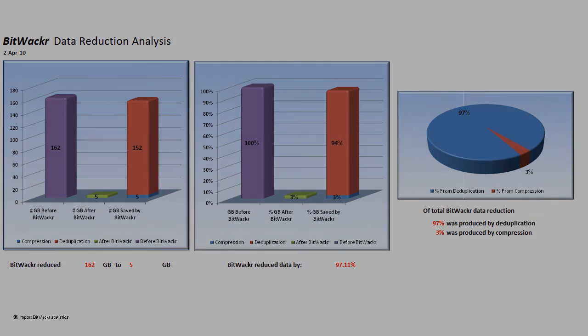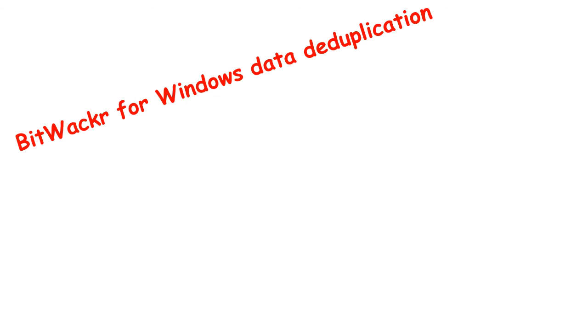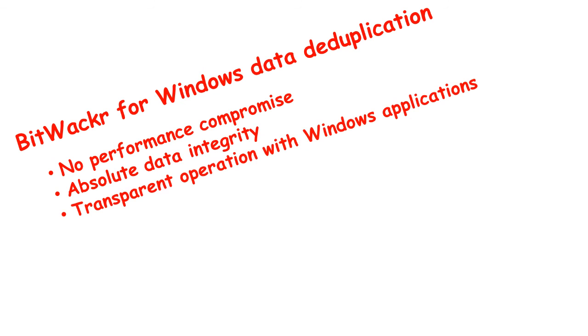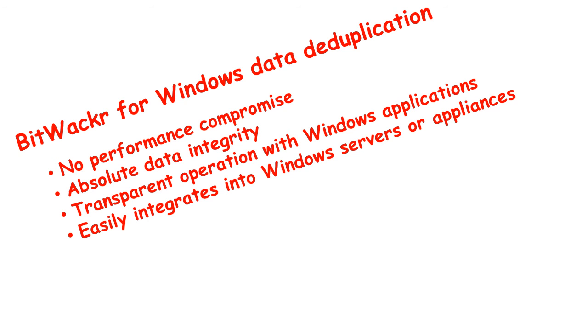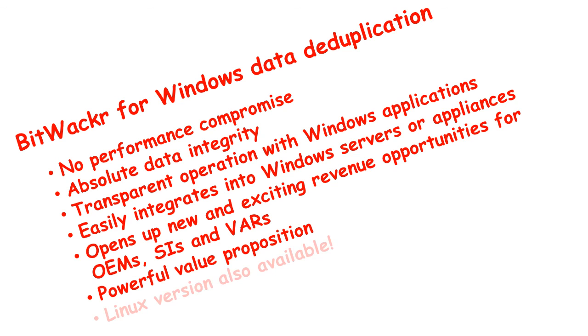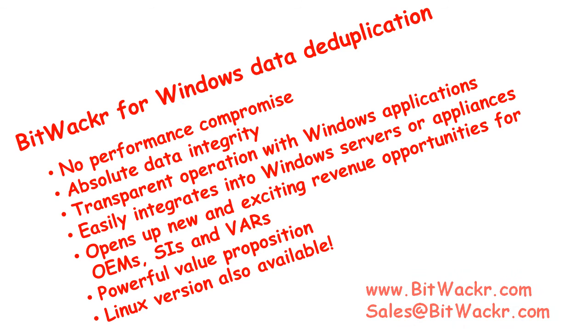In summary, BitWackr for Windows data deduplication reduces the amount of data that needs to be stored by performing inline data deduplication and compression. Data reduction is performed without compromising application performance or data integrity. It does this while interoperating transparently with Microsoft Windows applications. The BitWackr is easy to integrate into servers or appliances, opening up new and exciting revenue opportunities for Exar customers by enabling them to offer a unique and powerful value proposition to their own customers.